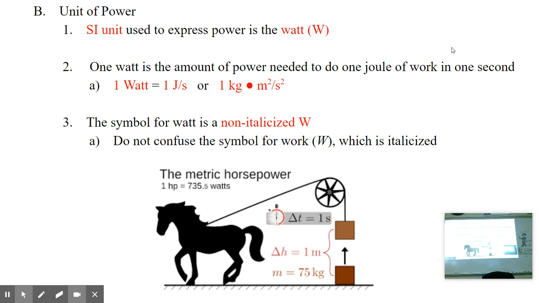So if you see a non-italicized capital W, that stands for watts. If you see an italicized W, that stands for work. That's how physicists get around using the same letters to mean different things: change how they look.